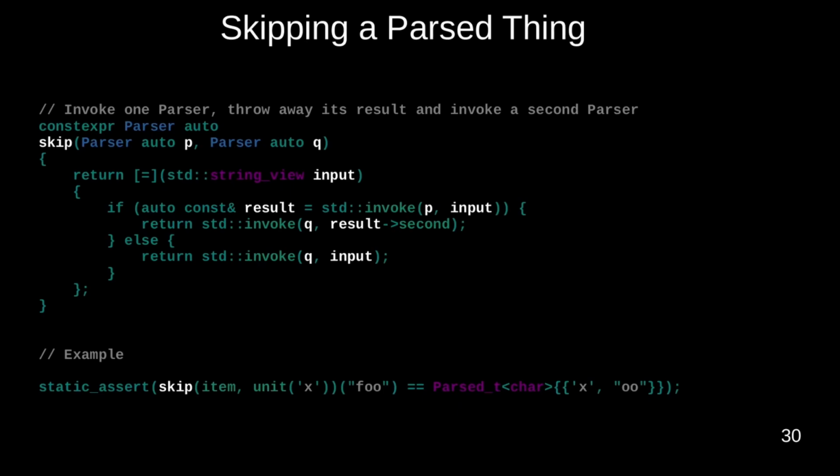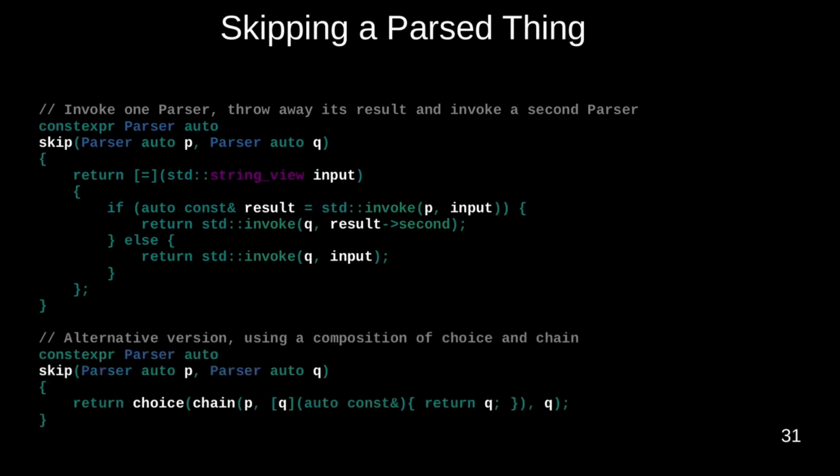That's very simple. So if you skip item and use unit of x of foo, then you would get x and the o's, right? But now you could also write this as a one-liner. Just combine choice and chain. So the easiest way to see how this works is imagine that the first parser p succeeds. So chain would parse with p. The parsed thing goes into this little lambda, which is a parser combinator, which just throws it away and returns the second parser q. And then we will parse with that.